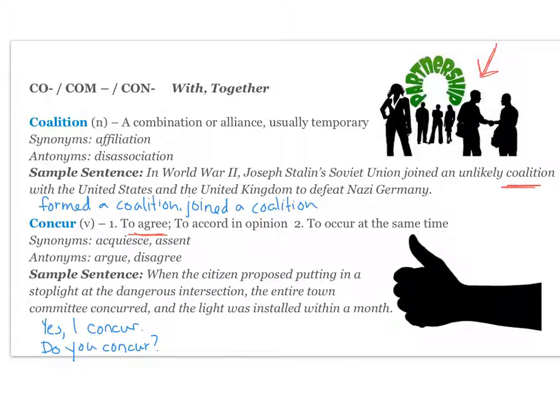Your sample sentence says, when the citizen proposed putting in a stoplight at the dangerous intersection, the entire town committee concurred, and the light was installed within a month. So you'll notice you could just substitute the word agreed in for concurred. Two other ways to use it. You can just very simply be like, yes, I concur, when someone says something that you agree with, and then the question, do you concur, is do you agree?